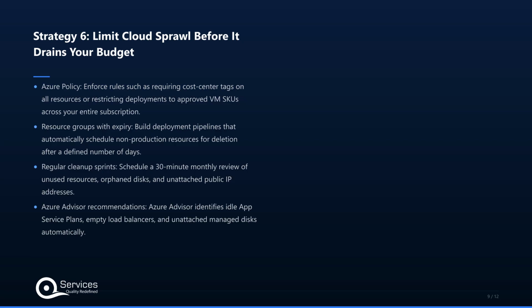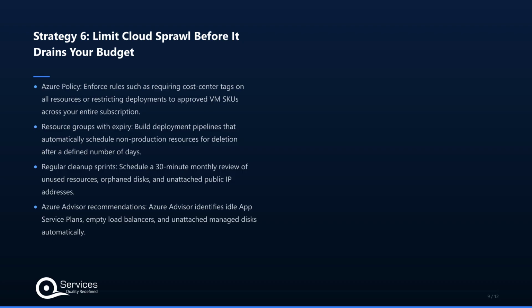Strategy 6. Limit cloud sprawl before it drains your budget. Cloud sprawl is what happens when resources multiply faster than anyone can track them. A developer deploys a test environment, finishes the sprint, and moves on. The environment keeps running. Multiply that across a team of 10 developers over 6 months and you have a significant source of invisible waste.